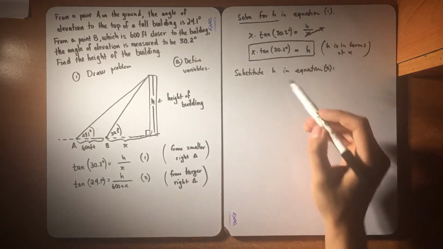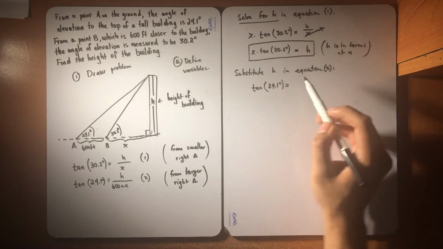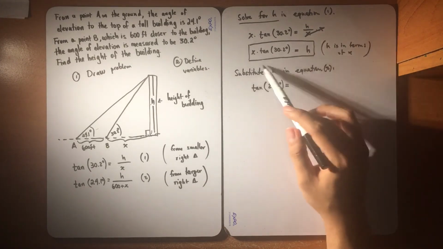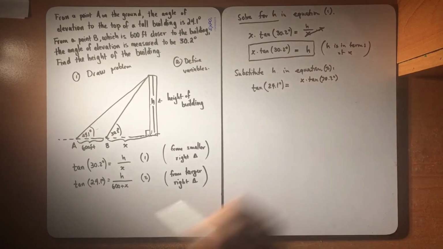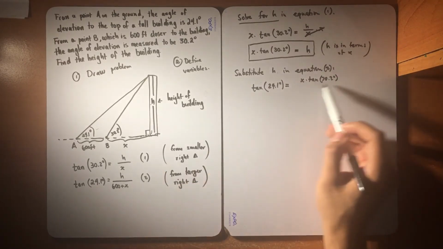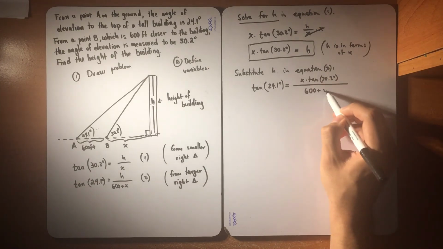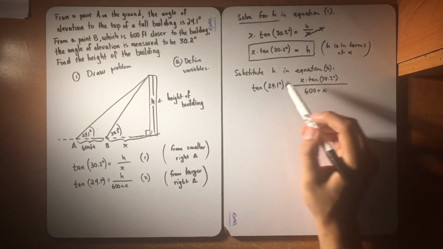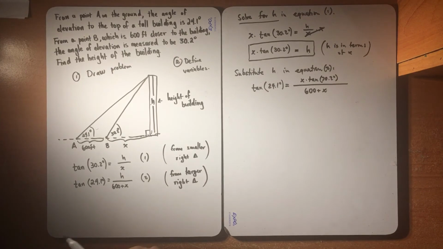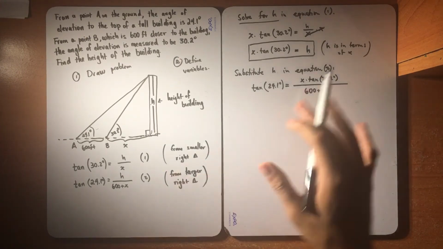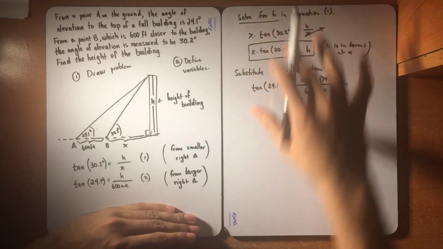So look at equation 2, and I have tangent of 24.1 degrees equals h over 600 plus x. But h from equation 1 is x times tangent of 30.2 degrees. So now I'm going to replace h with this expression in terms of x. And why is this helpful? Well, now look what happens. I have an equation with only one unknown, which is x, and I can solve for it. Everything after this step is algebra.